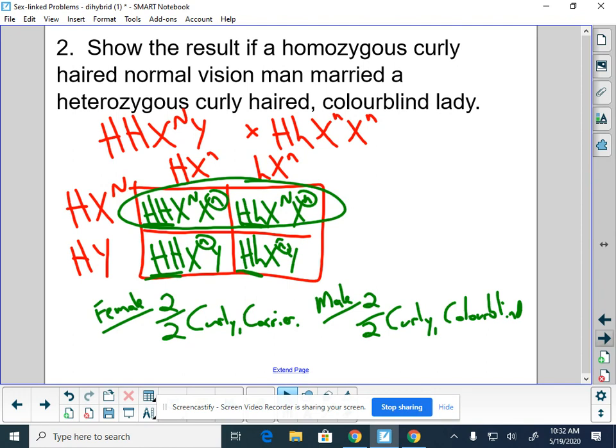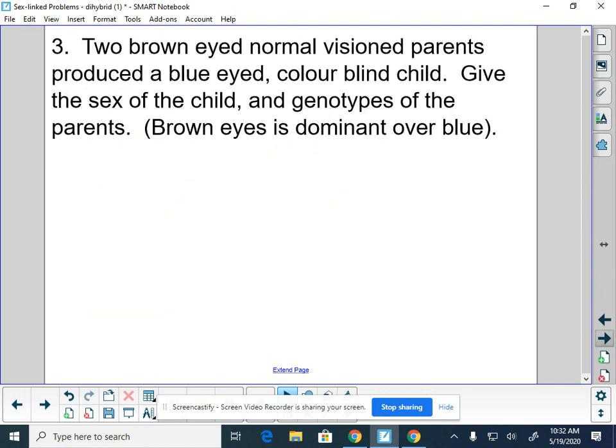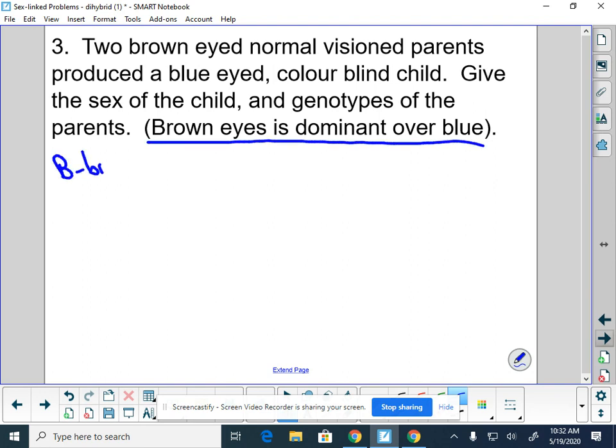There we go. Question number 3. A little bit different here. You don't have to do a Punnett square for 3. 2 brown-eyed, normal vision parents. So both parents have brown eyes, which means brown is dominant over blue. I should have mentioned that. So big B for brown, little b for blue. And then the color blindness is the same as the last couple of questions, so I won't rewrite that.